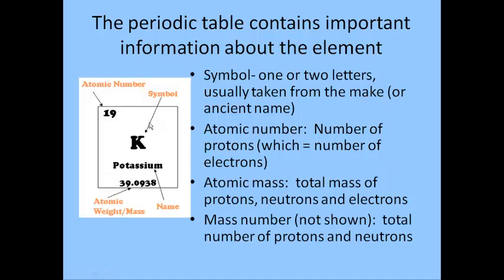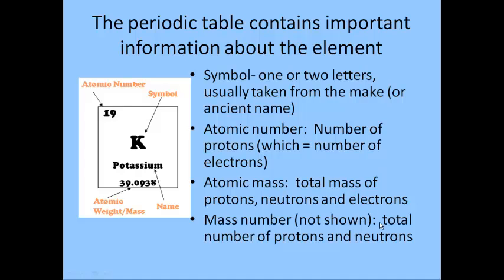Then you have the atomic number, again, number of protons, which is equal to the number of electrons. You have a mass. Now, the total mass is the number of protons, 19, plus the number of electrons, and the number of neutrons. Now, remember, electrons don't have much mass, so they don't account for much. Probably this 0.0938 here represents the electrons. And the total mass is the mass of the protons and neutrons and the electrons.